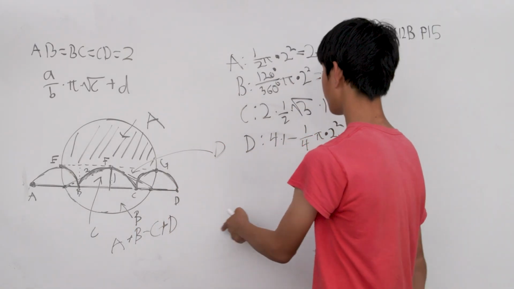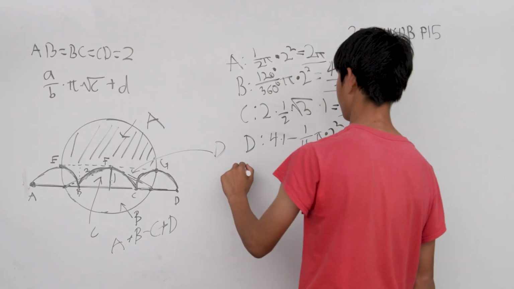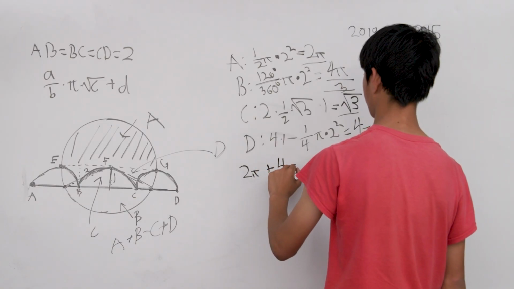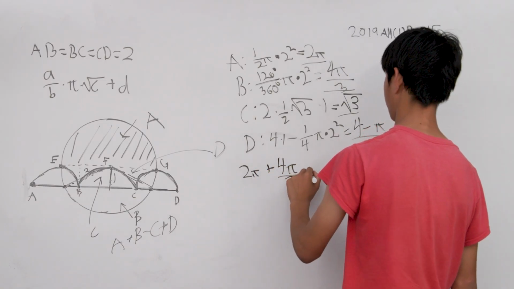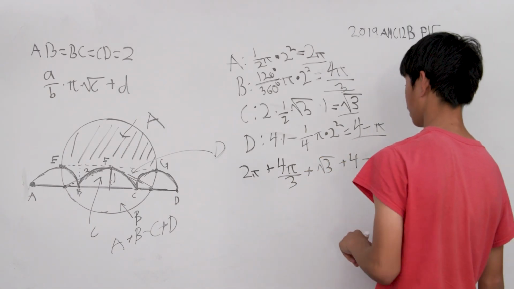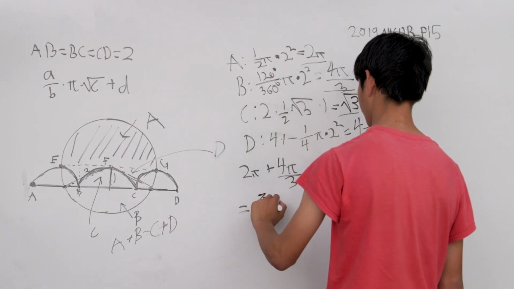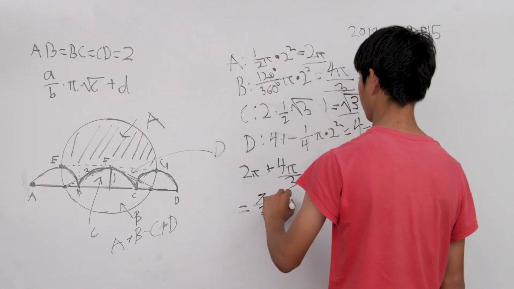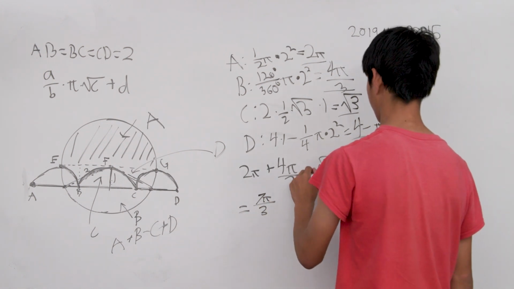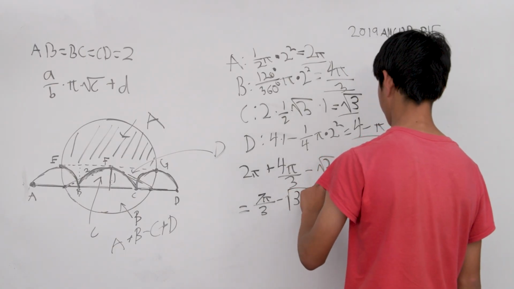So by applying this over here with these values, we have 2 pi plus 4 pi over 3 plus root 3 plus 4 minus pi. So this all gets you to 7 pi over 3. Oh, wait, no, because you subtract this. So you subtract this minus root 3 and then plus 4.